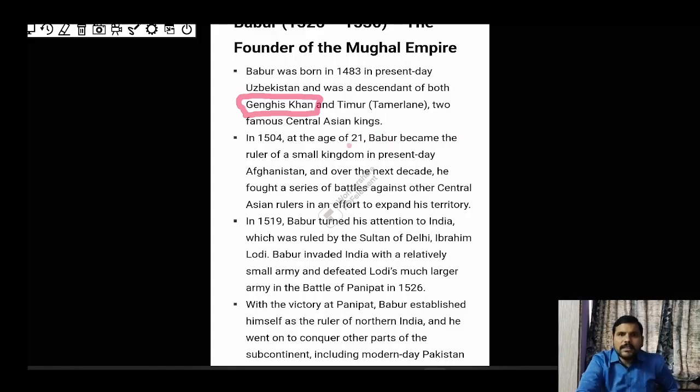And you can see at the age of 21 itself, he became the ruler of a small kingdom. Then he was invited to India during the time of Ibrahim Lodi. The governor of Ibrahim Lodi invited Babur to attack India. And in the Battle of Panipat in 1526, he defeated Ibrahim Lodi and established the Mughal dynasty. Now let's see the next one.